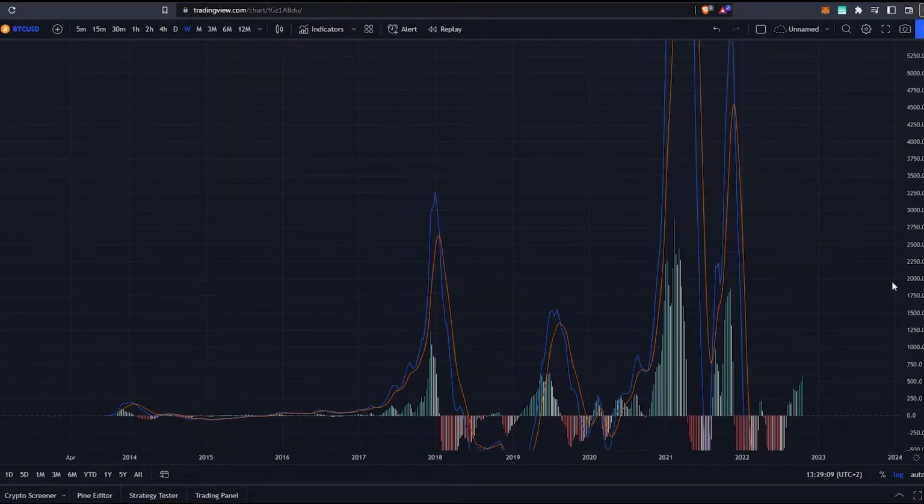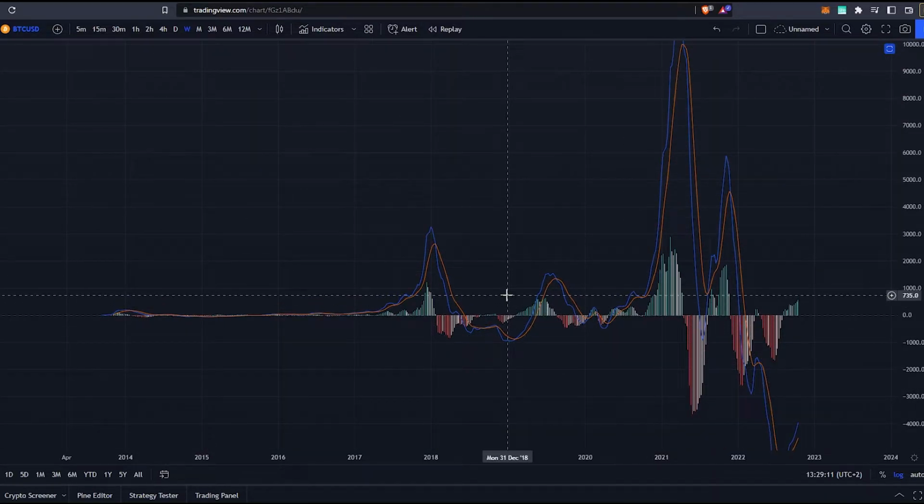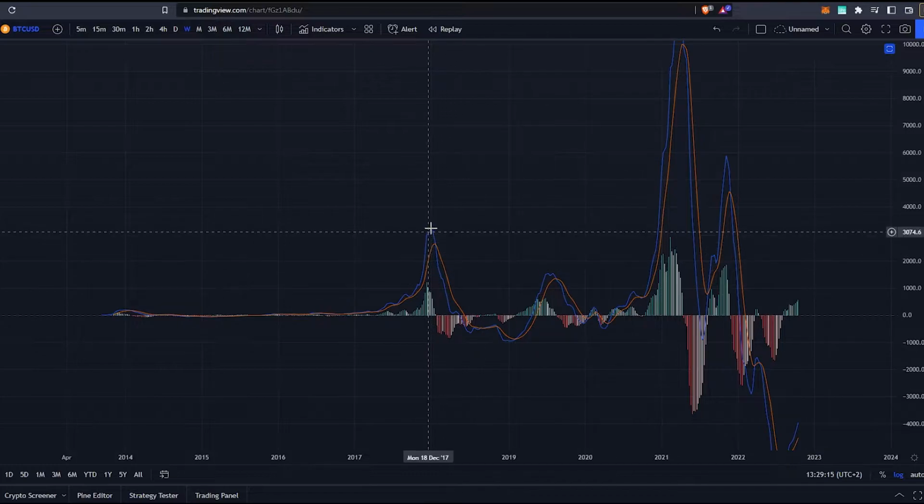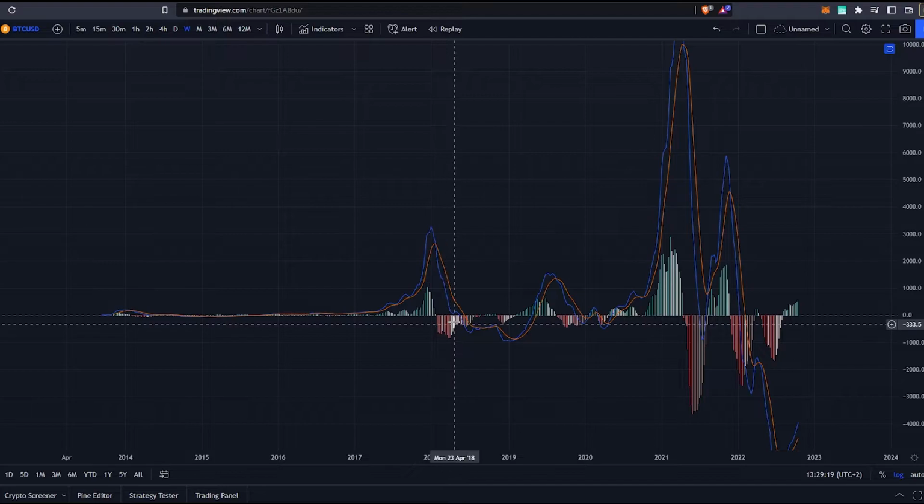Whenever the red line or the orange line crosses the blue line, you will see a price action. So this time the blue line crossed the red line, indicating downwards momentum. You can also see it by the candlesticks right here. And whenever you cross above it, you will get bullish momentum.